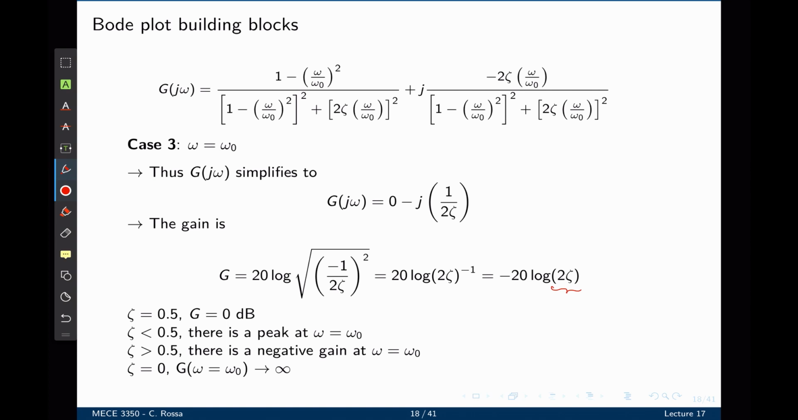If the damping ratio is greater than 0.5, however, then we have the opposite. This would result in a number that is greater than 1, which means the log of that number will be a positive number. This positive number multiplied by the negative sign becomes a negative number, and now we have a negative gain at the cutoff frequency. So if the damping ratio is greater than 0.5, then the Bode plot goes down by a certain amount at the cutoff frequency. When the damping ratio tends to 0, the negative 20 log of a number that tends to 0 will tend to infinity.